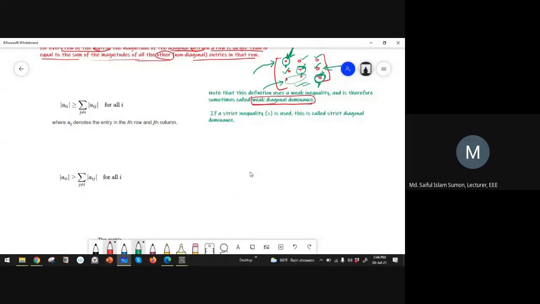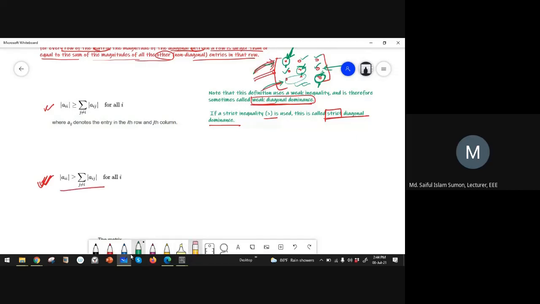But if the situation is something like this, that for all the rows a_ii is strictly greater than the sum of the non-diagonal elements, then that is called strict diagonal dominance. So there are two extreme points: one is the scenario like this, which is weak diagonal dominance, and the other is if all the rows are fulfilling this condition, then that's actually strict diagonal dominance.